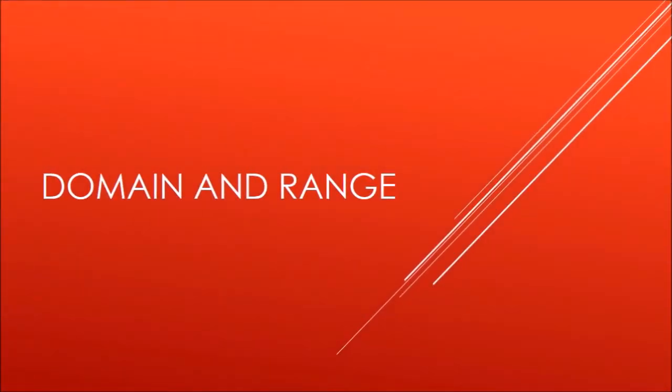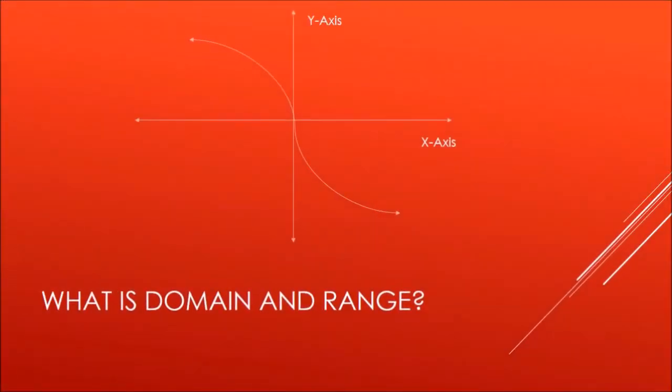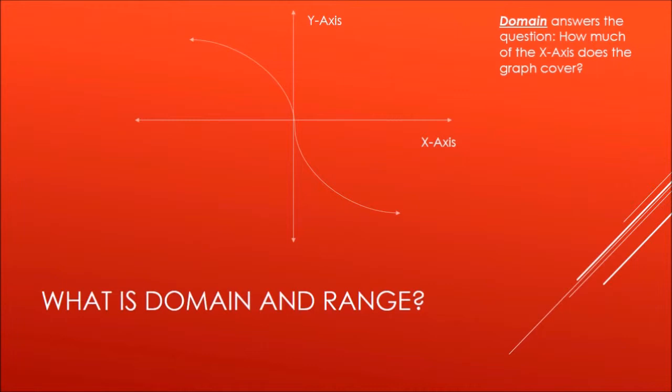Today we're going to be talking about domain and range. So what is domain and range? Well, domain answers the question, how much of the x-axis does the graph cover? You notice the x-axis is the horizontal line. And range answers the question, how much of the y-axis does the graph cover? And you can see that it's denoted by the vertical line.